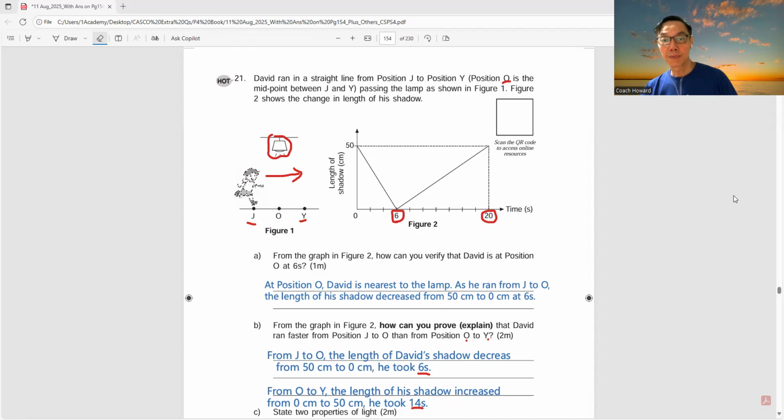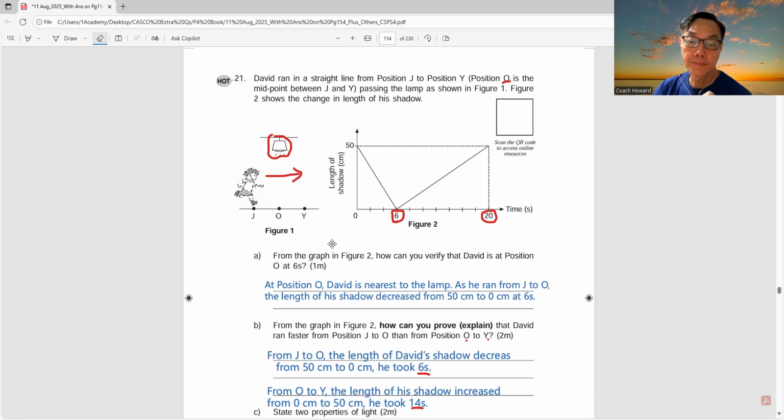Now I'd like to explain how do we approach this question. This question is actually a P4 question on light. It says that David ran in a straight line from position J to position Y, and position O is a midpoint between J and Y. Midpoint meaning that it is in the center. That means the distance from J to O is the same as the distance from O to Y. So this is the graph as shown.